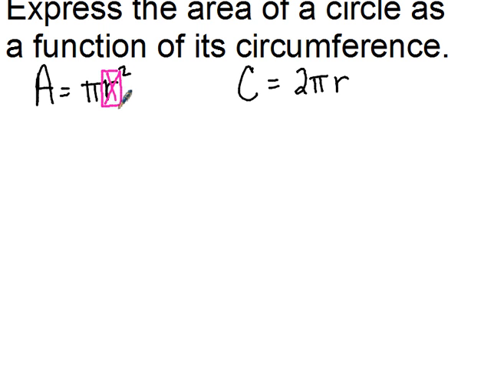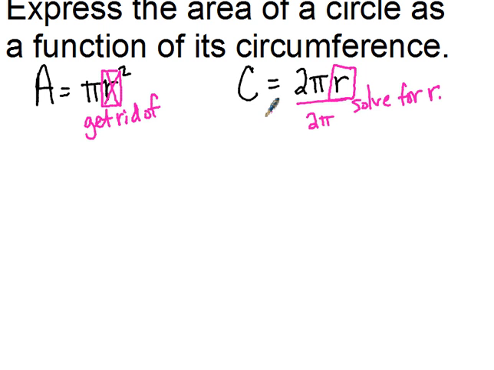So I can get rid of it here. So I can eliminate my r. I don't want area as a function of radius. I want area as a function of circumference. So if I'm going to get rid of the r over there, I'm going to solve for the r over here. Okay, so solving for r, I divide both sides by 2 pi. So my radius is the circumference divided by 2 pi.